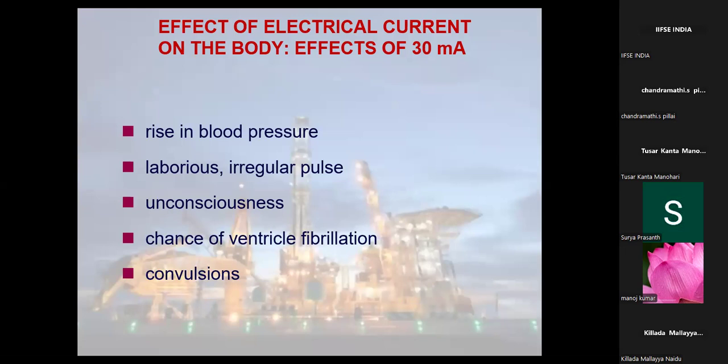See, for the oil and gas industry, there are 3 zones. Zone 0, Zone 1, Zone 2. In Zone 0, the danger is always there. Zone 1, it is less. Zone 2, it is 25-75. 25% it is dangerous, 75% it is safe.